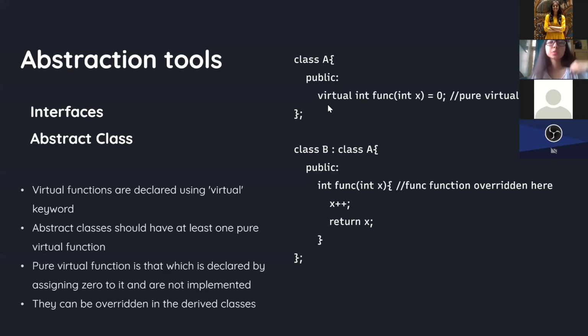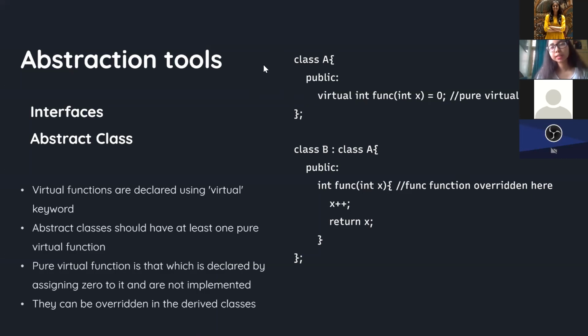We are trying to make this class an abstract class, and we can do that by having at least one pure virtual function in this class. So abstract classes should have at least one pure virtual function, and a pure virtual function is one which is declared by assigning 0 to it, and it is not implemented in that particular class. We can have other functions in class A, but there should be at least one function which is not implemented, and it is just a pure virtual function, assigned to 0, that's it. So in class A, we have one pure virtual function, virtual int func(int x) = 0.